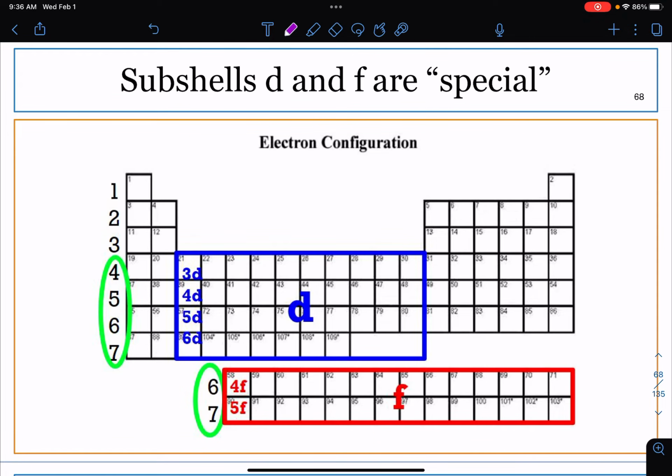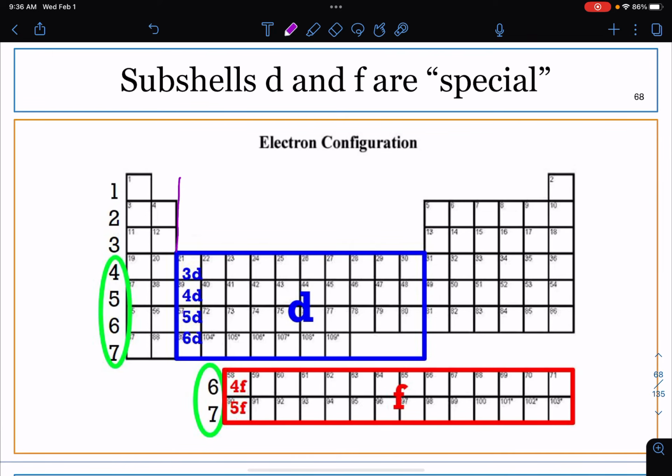This image reminds you that the D block starts 1 number behind. So even though this first row of the D block is sitting in the 4th row on the periodic table, we label it as 3D. Then you have 4D, 5D, and 6D. So label this somewhere on your periodic table as well to remind you that the D block starts 1 number behind. The F block is technically sitting in the 6th and 7th rows of the periodic table.